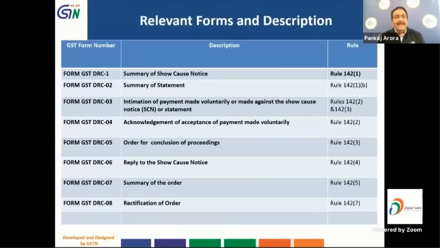Otherwise, the order under section 73 or 74 will be issued by the officer confirming the demand, interest and penalty as applicable. Here are some relevant forms and description for the reference of the viewers. Form DRC-01, as I said, will contain the summary of the show cause notice. DRC-02 is the summary of the statement for the subsequent period, if the demand is to be raised on the same issue, on the same grounds, against the same taxpayer against whom a notice of demand has been issued during a previous period.